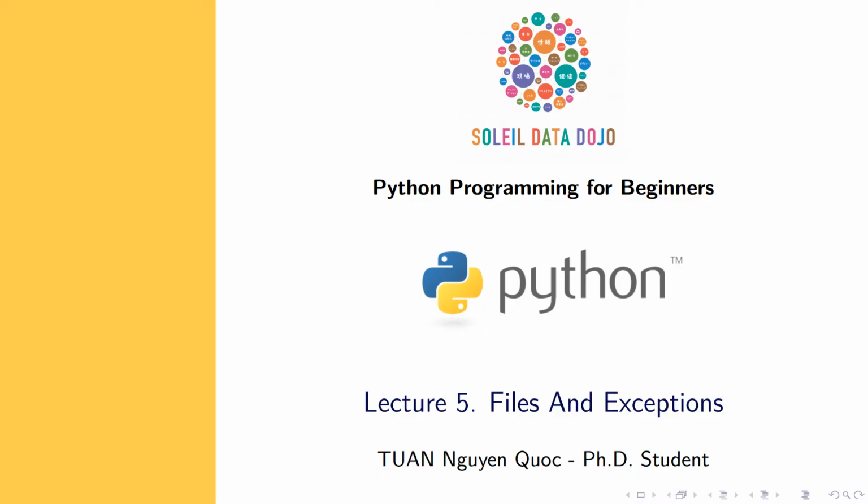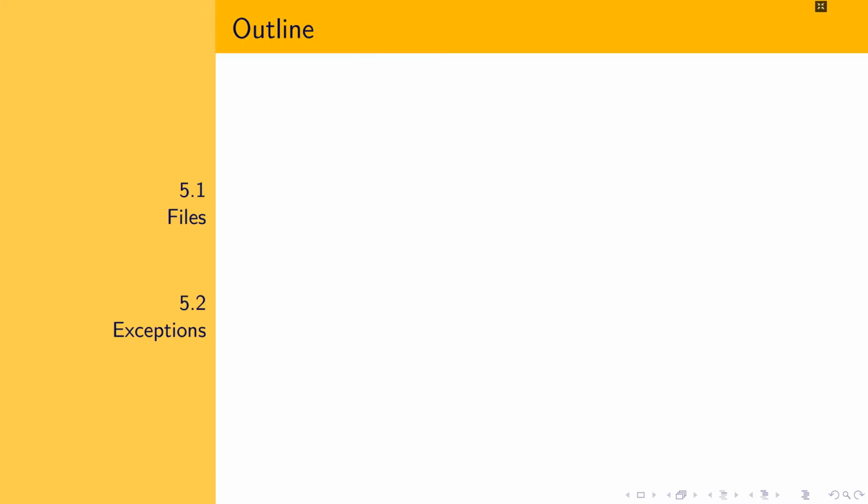Welcome to the fifth and final lecture of the course Python Programming for Beginners. In this lecture, we will learn about files and exceptions. You will learn how to work with files in Python, and how to read and write text files with Python code.